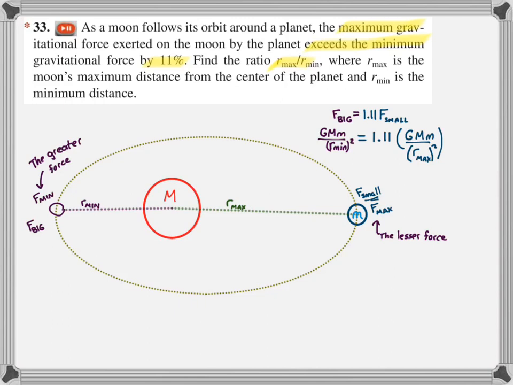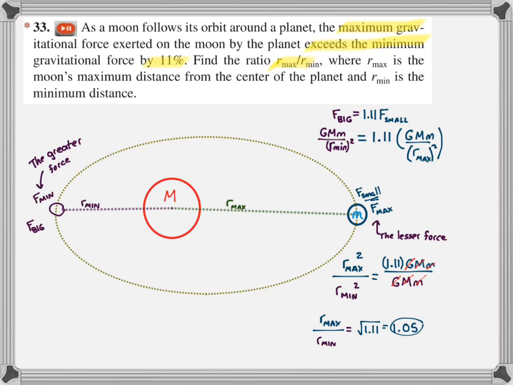The force of gravity equation for the big force is G times the mass of the Earth, which we'll call big M, and the mass of the moon, little m, over R squared, is equal to 1.11 times G times the mass of the Earth times the mass of the moon over R squared, with the different R's. We're trying to find the ratio of R max divided by R min, so we can rearrange the equation, and we get R max squared over R min squared is 1.11 G big M little m over G big M little m. We can cancel out some stuff, and then we get R max over R min is the square root of 1.11, which is 1.05. That's it.